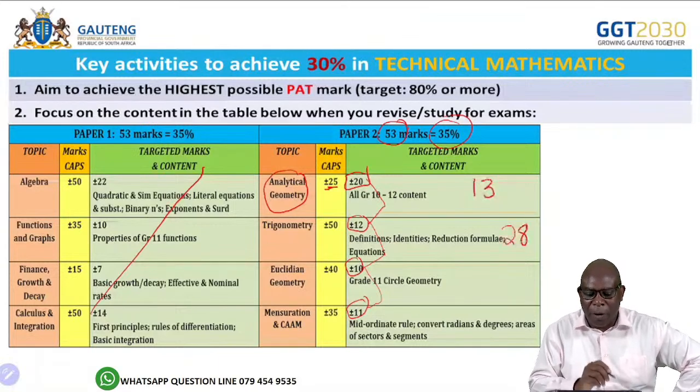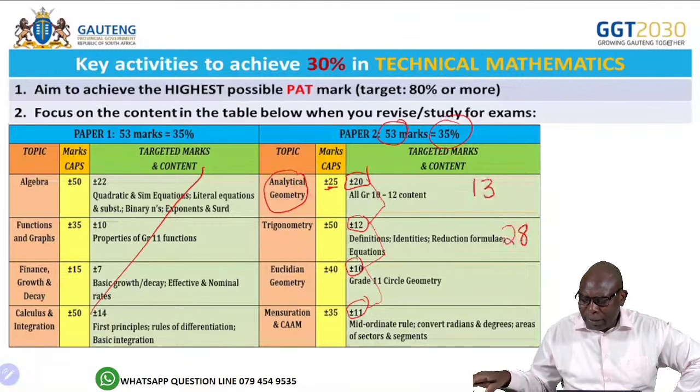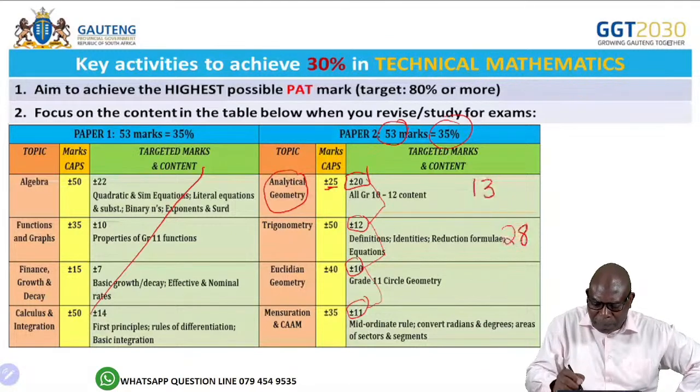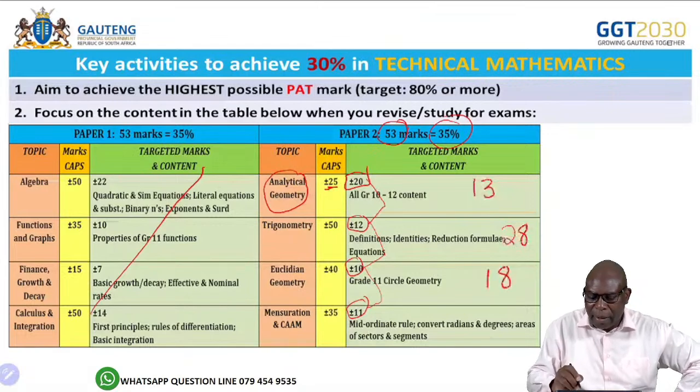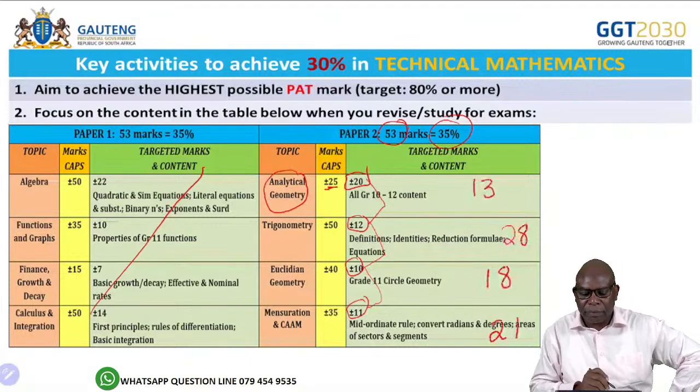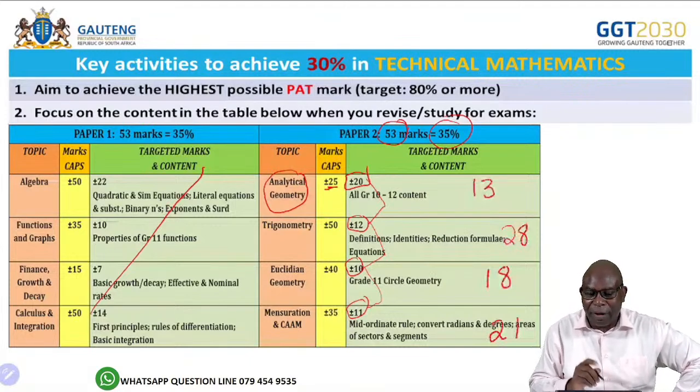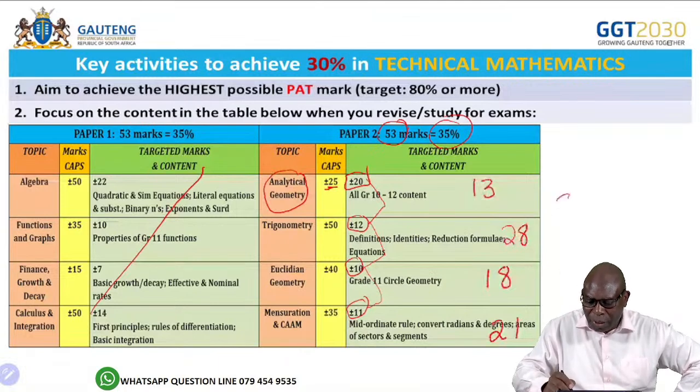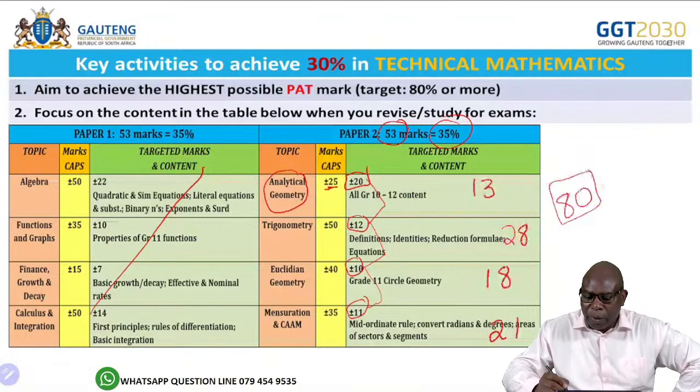So I'm going to show you how. In Euclidean geometry, I think we targeted about 18 marks. And there we targeted about 21 marks, out of 35. I'm going to show you how we're going to do that. The total there, you can see, is 80 marks. So let's target the 80 marks, which is going to be our minimum.